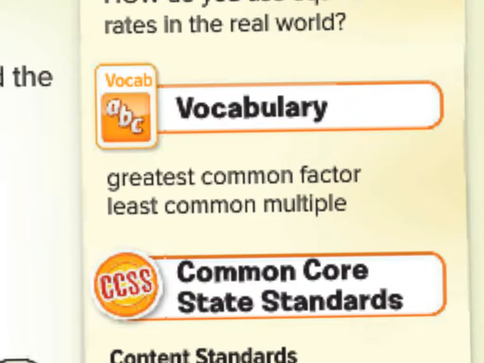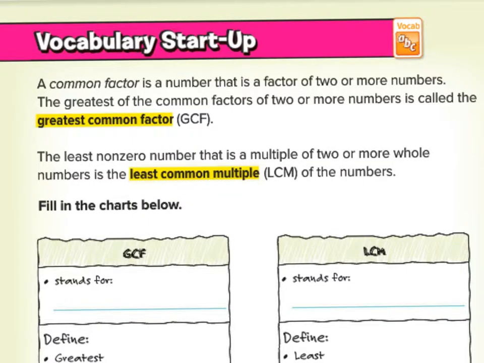Today we are going to learn about the greatest common factor and the least common multiple. In order for us to learn what these words are and how we use them, we have to look at what they mean. A common factor is a number that is a factor of two or more numbers. The greatest of the common factors of two or more numbers is called the greatest common factor.